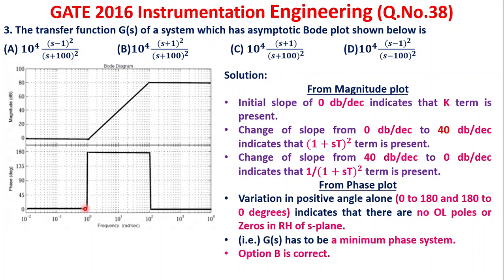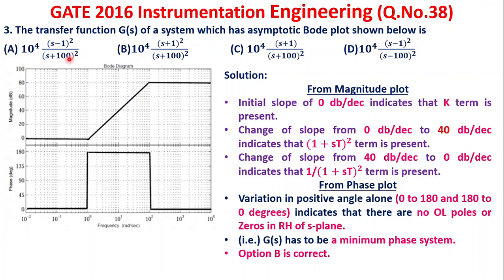But if you see the phase angle, it is 0 to 180, positive angle only. Why 0 to 180? Because of the (1 plus sT) whole square term. And why 180 to 0? Because of 1 by (1 plus sT) whole square, because 1 plus sT contributes a phase angle of 90 degrees. Therefore, whole square means 90 into 2, 180 degrees. So 180 to 0 means 2 terms. Therefore, 1 by (1 plus sT) whole square also fits this particular characteristic.